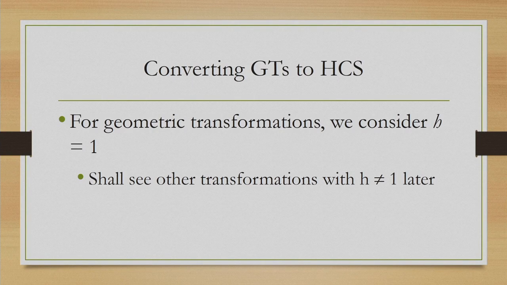Earlier we were unable to represent translation using a 2 by 2 matrix, although we were able to represent the other 3 basic transformations. Now, with homogeneous representation we will be able to avoid that; we will be able to represent all the 4 basic transformations using 3 by 3 matrices. Another thing we should keep in mind is that when we are talking about geometric transformations, we always consider h to be 1. So, the h value will always be 1. However, there are other transformations that we will encounter in our subsequent lectures where h is not equal to 1.